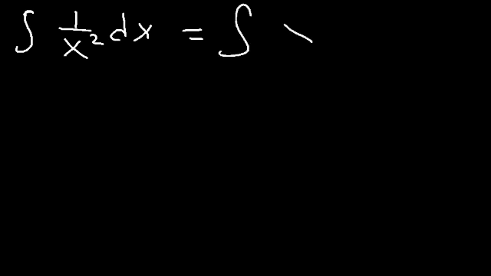What about this one? What's the antiderivative of 1 over x² dx? How can we integrate this function? For fractions like this, you want to rewrite it. If you move the x variable from the bottom to the top, the exponent is going to change sign. It's going to change from positive 2 to negative 2. And now you can use the power rule.